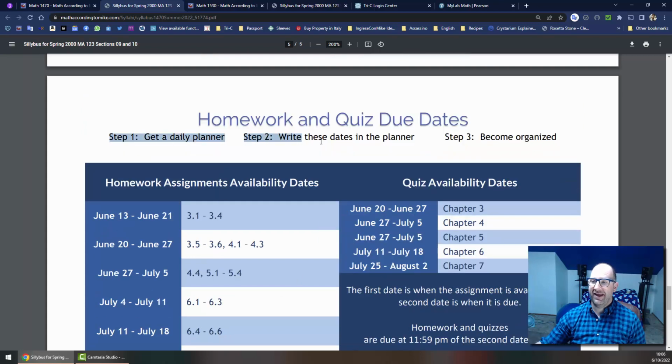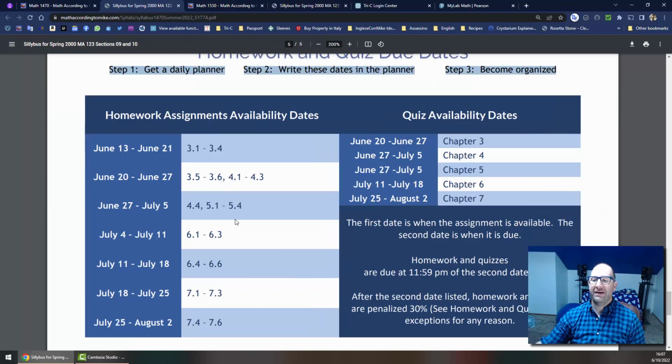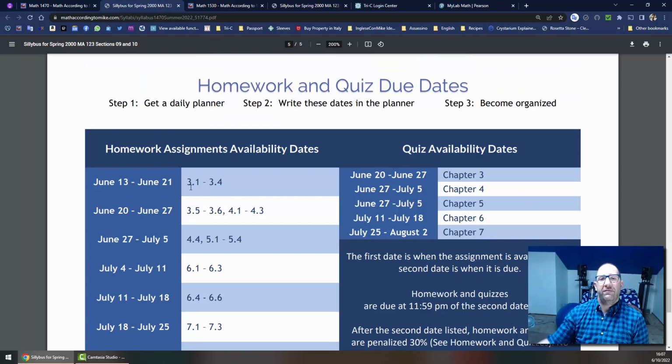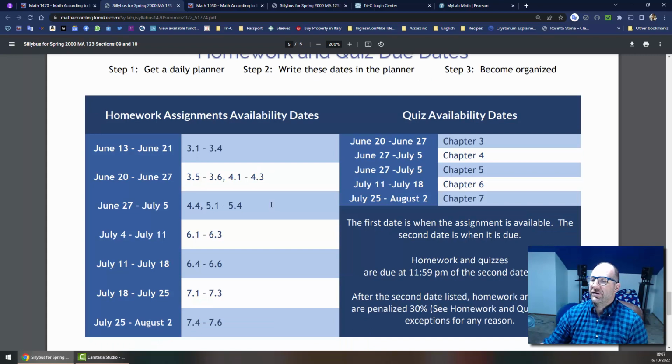So when I say get a daily planner, I mean get a daily planner. If you want to type in these dates into like a Google Calendar or whatever, that's fine. Or if you have a paper planner, that's fine. Or just print this out, put this on your fridge. If you have a best friend living with you, stick it to their forehead. They don't mind. They're your best friend. So yeah, don't get behind. This is when everything is set to open and close.